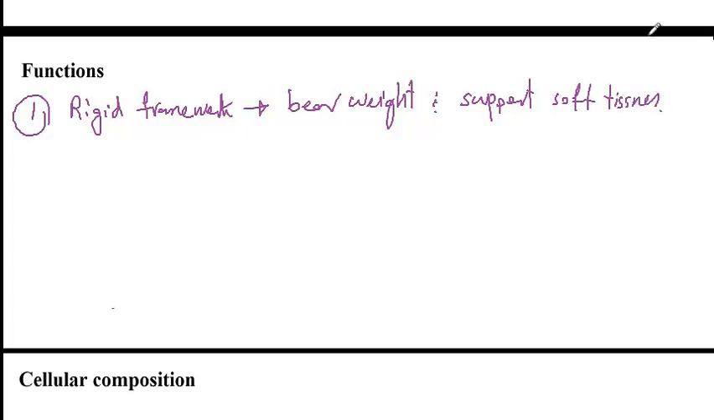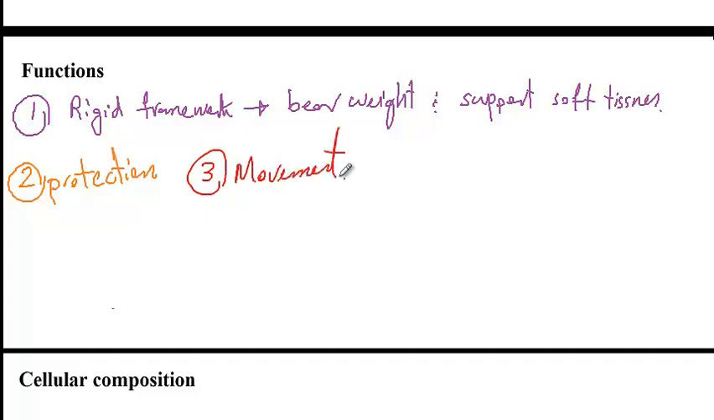The skeletal system also provides protection for internal organs, like for instance the skull provides protection to the brain, while the chest wall or the ribs provide protection to the heart and the lungs. The system is also required for movements, where the muscles are attached to bones via tendons, and this arrangement of muscles and bones allows for the movements of our body.